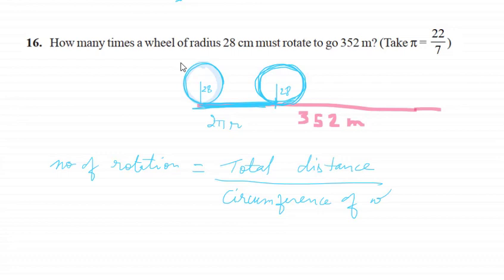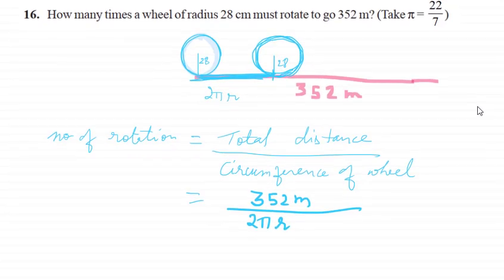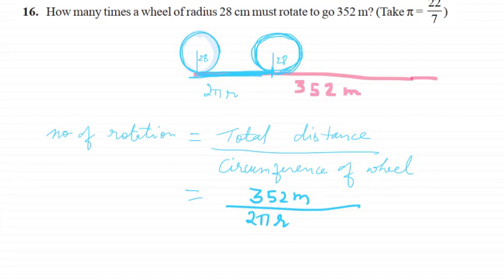And now you already know the total distance. What will be the total distance? The total distance is 352. This is given, and the circumference you can write as 2 pi r. So you have to just put the values here to get the answer. In this question, either you can find out the circumference before putting it in this formula, or you can do it directly also, not a problem.